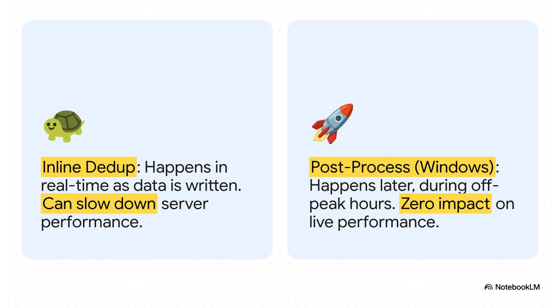Windows, on the other hand, is smarter. It uses a post-process model. What that means is all your data gets written to the disk at full normal speed. Then later, maybe at night or on the weekend, whenever you schedule it, a background job kicks in and cleans up all the duplicates. The result? Absolutely zero performance hit for your users.